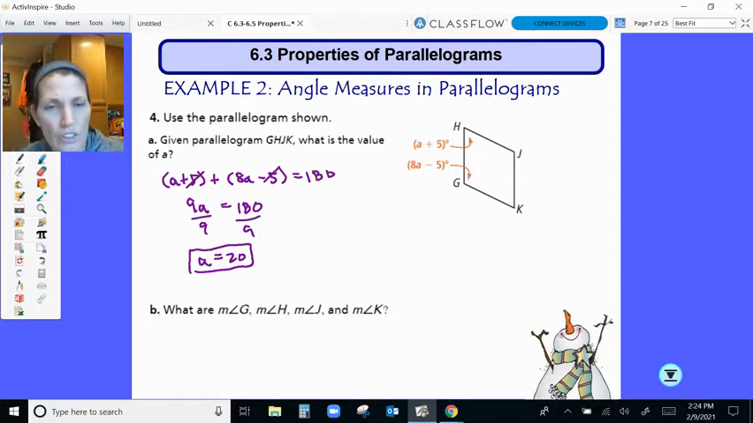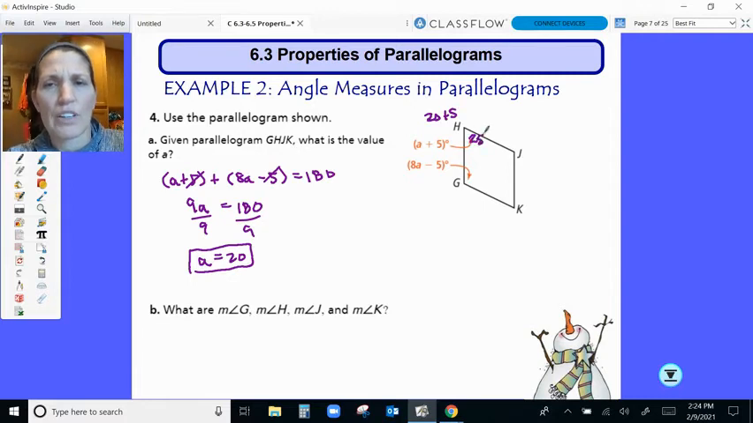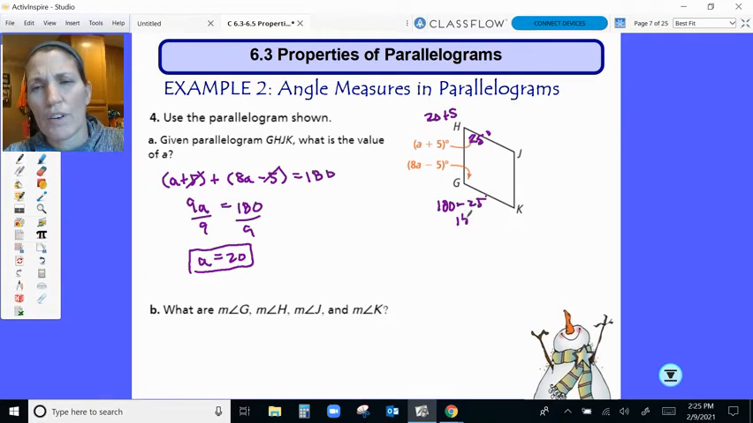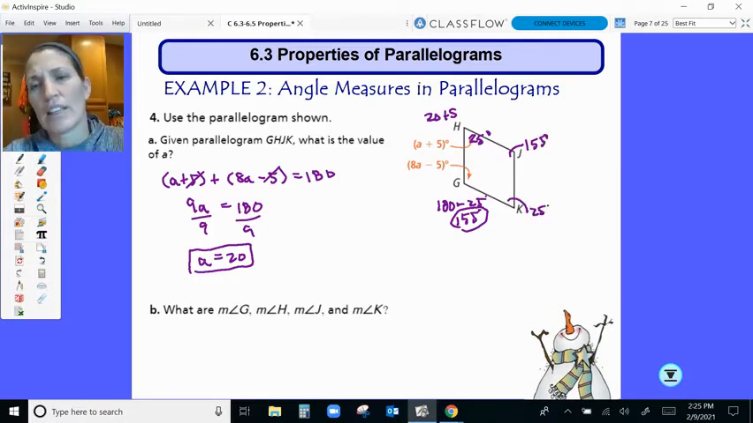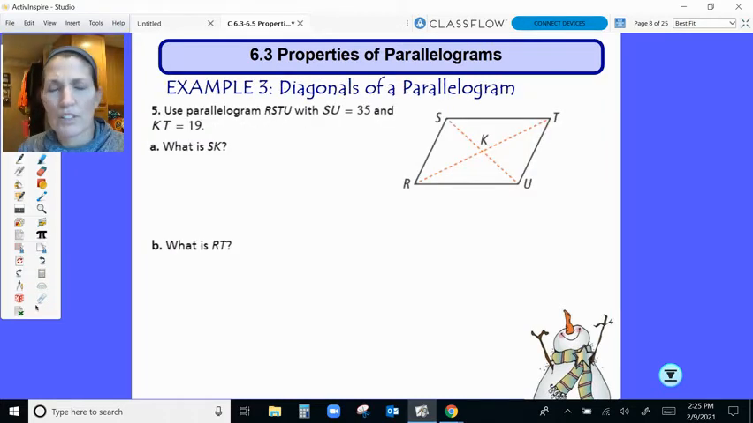What are the measures of angles G, H, J, and K now? Well, if I take my a and plug it into here, so this should be 20 plus 5, which would give me 25 degrees, right? I know these are supplementary, so this is going to be 180 minus 25 degrees, which should be 155, right, for that one. And this one would also be 155 because it's opposite, and this should also be 25 because it is opposite as well. Right, so those are some properties of parallelograms.